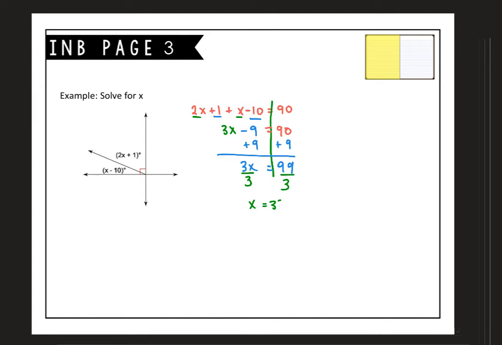So x equals 33. Just like the previous one, to check your answers, you can plug in 33 for x in both cases. So this is 33 minus 10, which is 23 degrees. And then 2 times 33 plus 1, that's 66 plus 1, which is 67. And these two angles right here should add up to 90 degrees, which they do, and that's a good way to check your answer to make sure that you solved for x correctly.